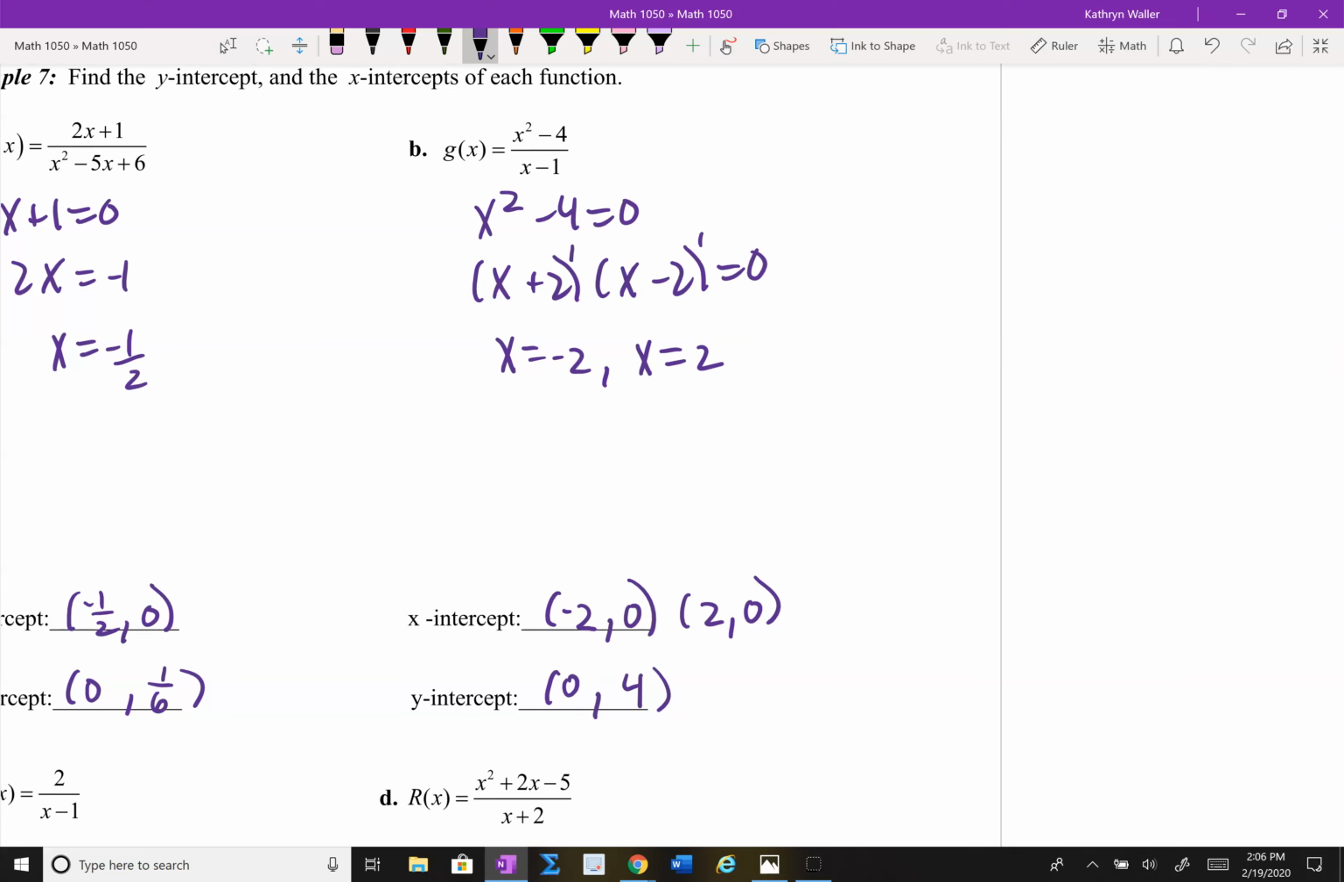The exponents are both 1s. They're both odd. They're both going to cross. That's the connection from last lesson. We're going to put this whole thing together pretty quick.